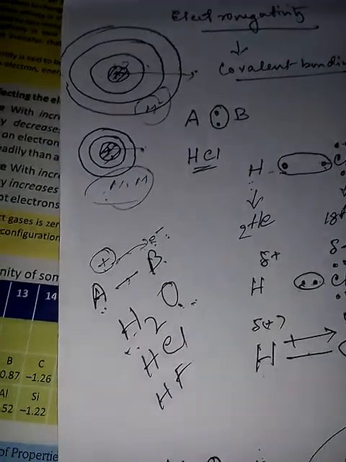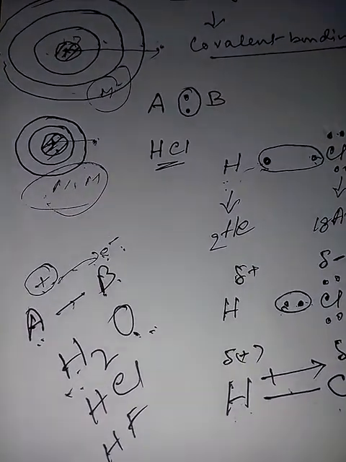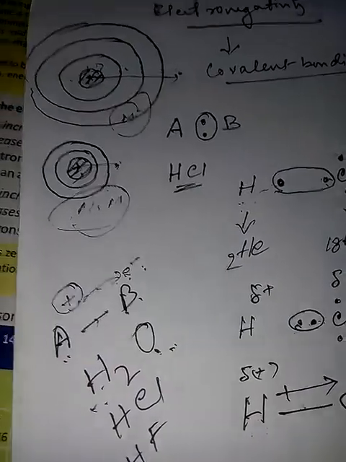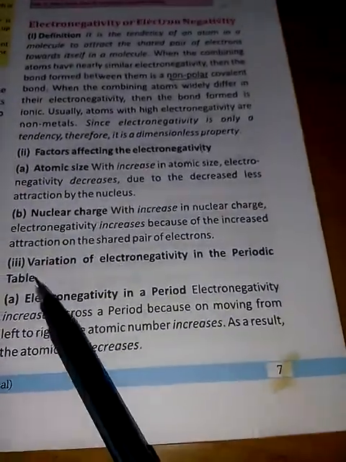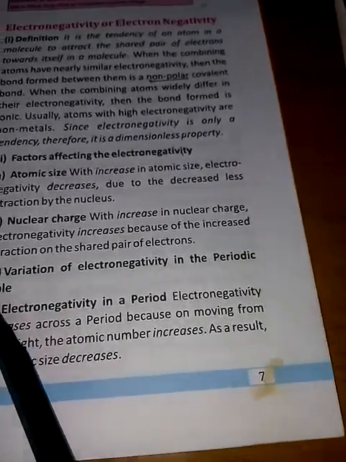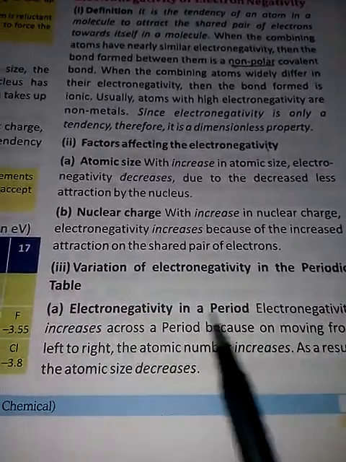That means if more nuclear charge is there, then the force of attraction will also be more. As a result of it, electronegativity will also be more. Variation of electronegativity in the periodic table. Now this is important, variation, let's see.